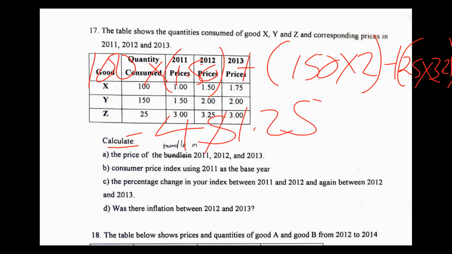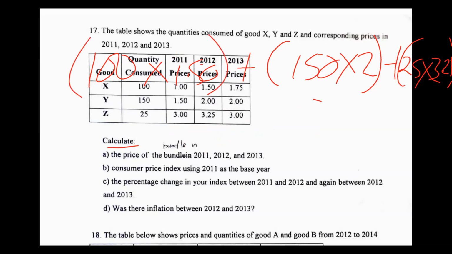481.25? No, that's not correct. Sorry. It's actually 150 plus 300 plus 81.25. It's 531.25. Okay, so this is it for 2012 now. I think you have gotten the idea. You can easily do it for 2013.